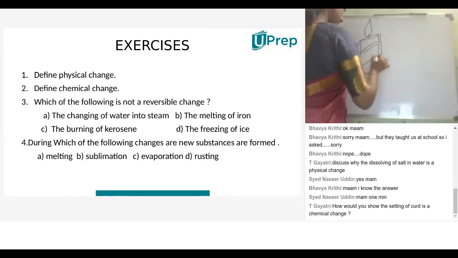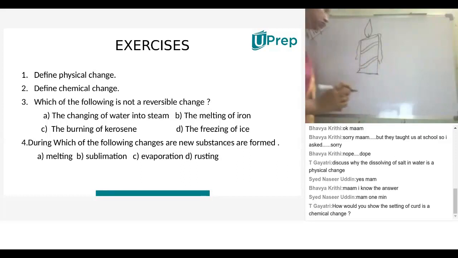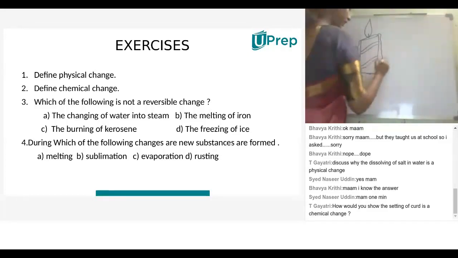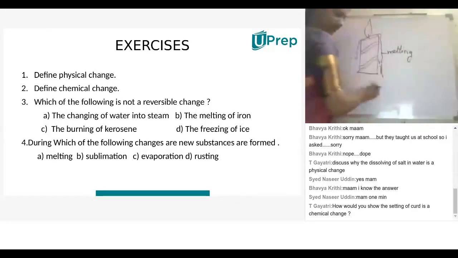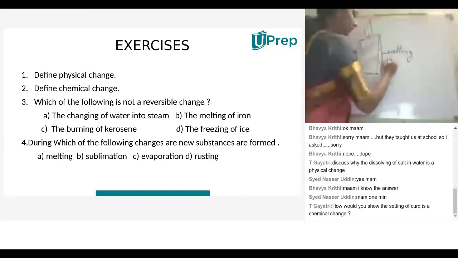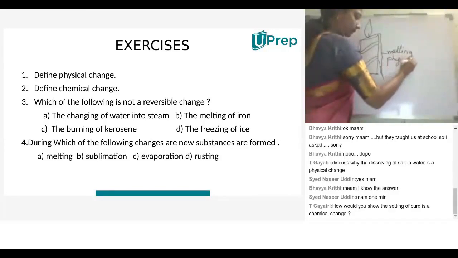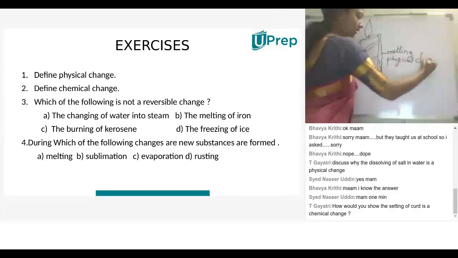What is this? Candle. Yes. Here we can find the melting of wax. This wax is nothing but melting of wax, but again we can regain the wax once again. Here melting is a physical change.